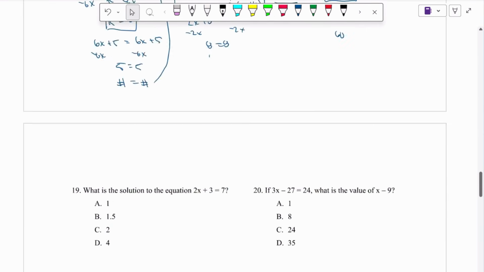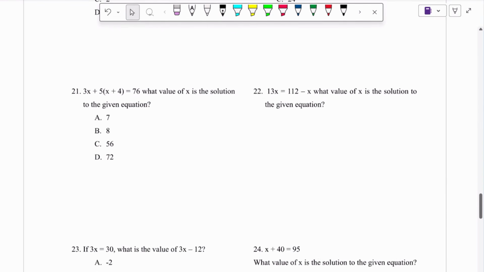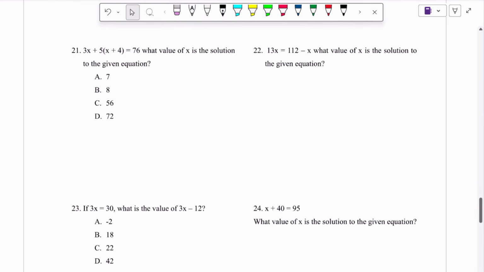Moving on to the next page. Okay, take a look here at number 22. 13x equals 112 minus x. What is the value of x that is the solution to the given equation? So basically translate it, solve for x.